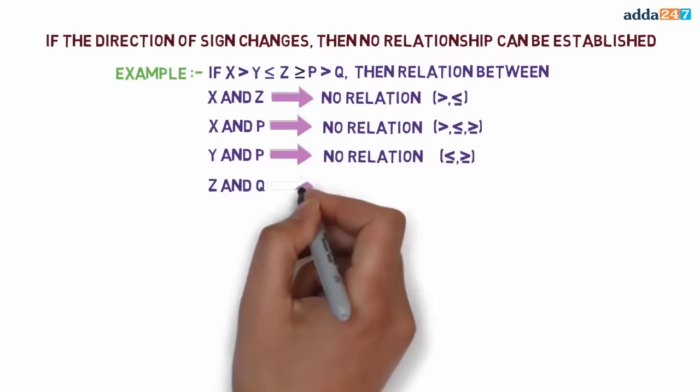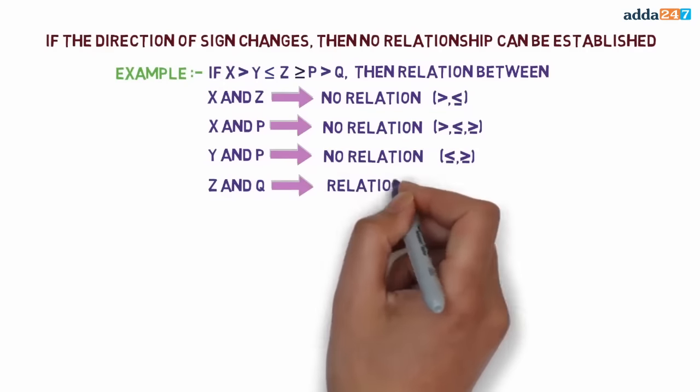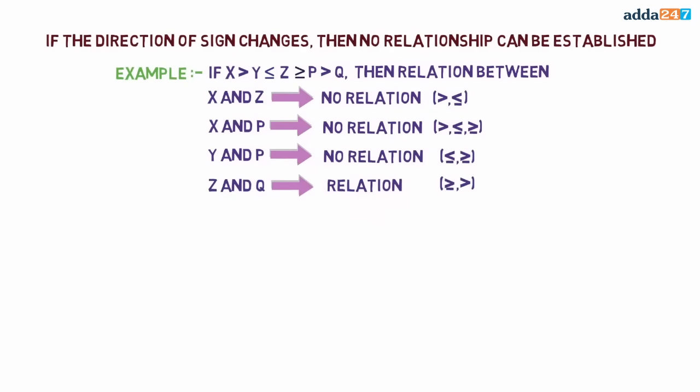However, between z and q, we can have a relation because between z and p we have a sign of greater than or equal to, and between p and q also we have a sign of greater than. Since the signs are not changing, therefore we can have a relationship between z and q.